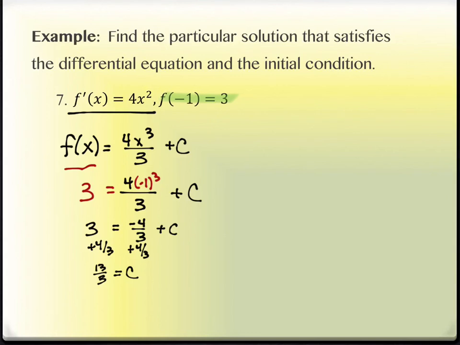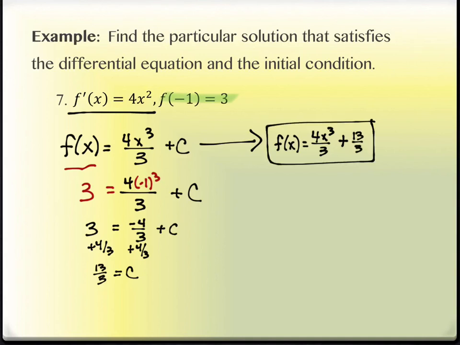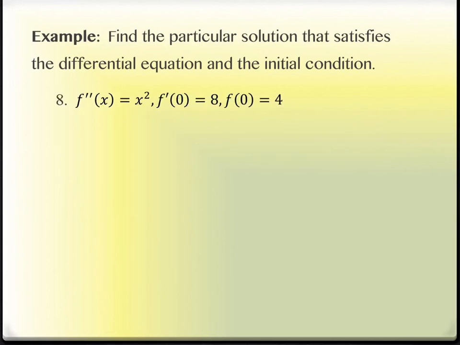It's a throwback, right? The answer is not 13 over 3 equals c. The answer to the question is the actual function that we've created. So I come back up to this function. So f of x equals 4x cubed over 3, and then it's plus the value that I just got for c, 13 over 3. So in this final answer, there is no plus c because I found it. Okay? Make sense?